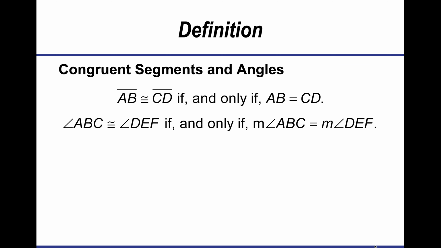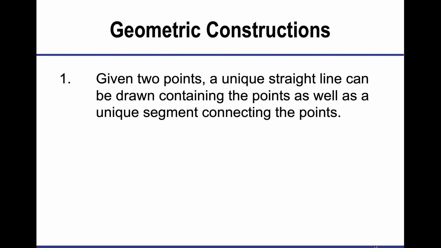The definition here is just some notation that we use: two segments are congruent if and only if they are equal to one another, and two angles are congruent if and only if the measure of the angle is the same.